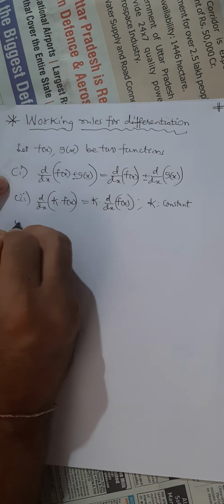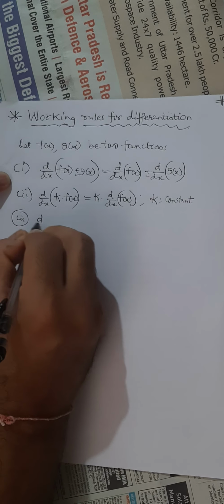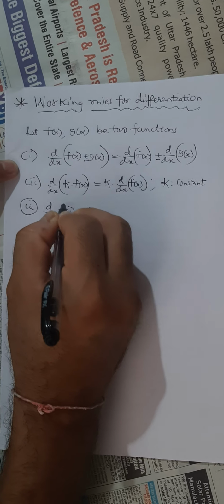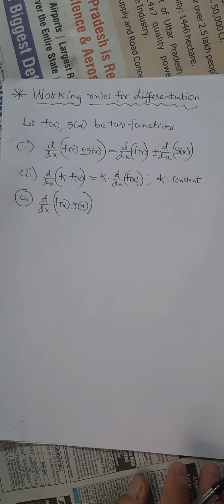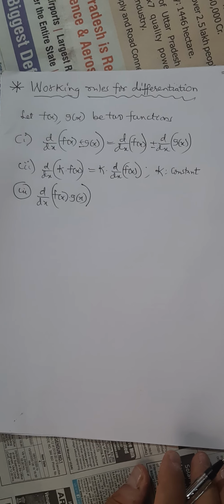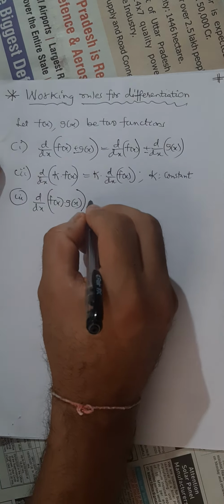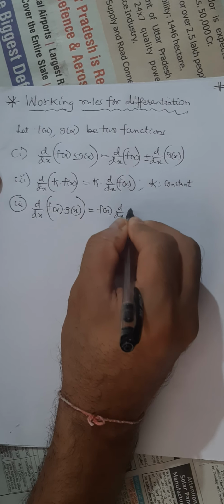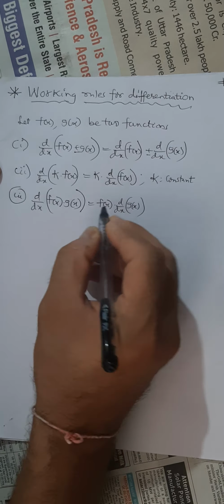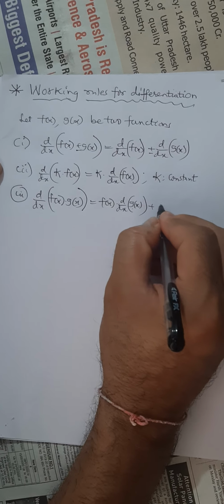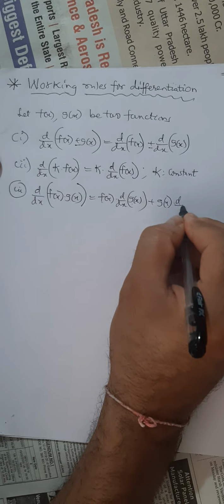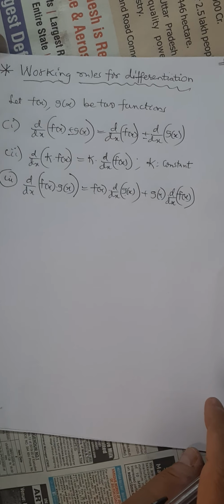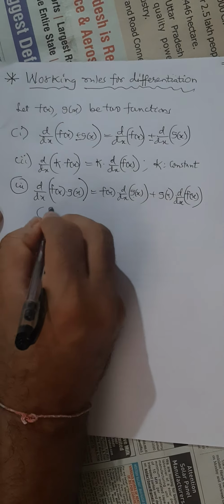We know this. Third one, that's a product rule, which is very important, d by dx of f(x) into g(x). So we have product of two functions. So what is that product rule? You know, one function as it is, derivative of the other one. So here f(x) as it is, derivative of g(x). Now g(x) as it is and derivative of f(x). We know this. This is the product rule.